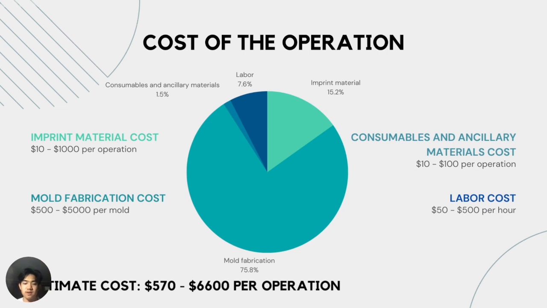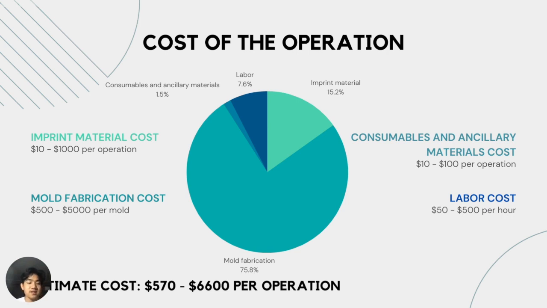So here's the last part, which is the cost of the operation. As I researched, this is the average cost of the production. The first part is imprint material cost. The cost of imprint materials can vary depending on the type of material, supplier, and the application. So it affects every cost, depending on your selection. The imprint material costs around $10 to $1,000 per operation.